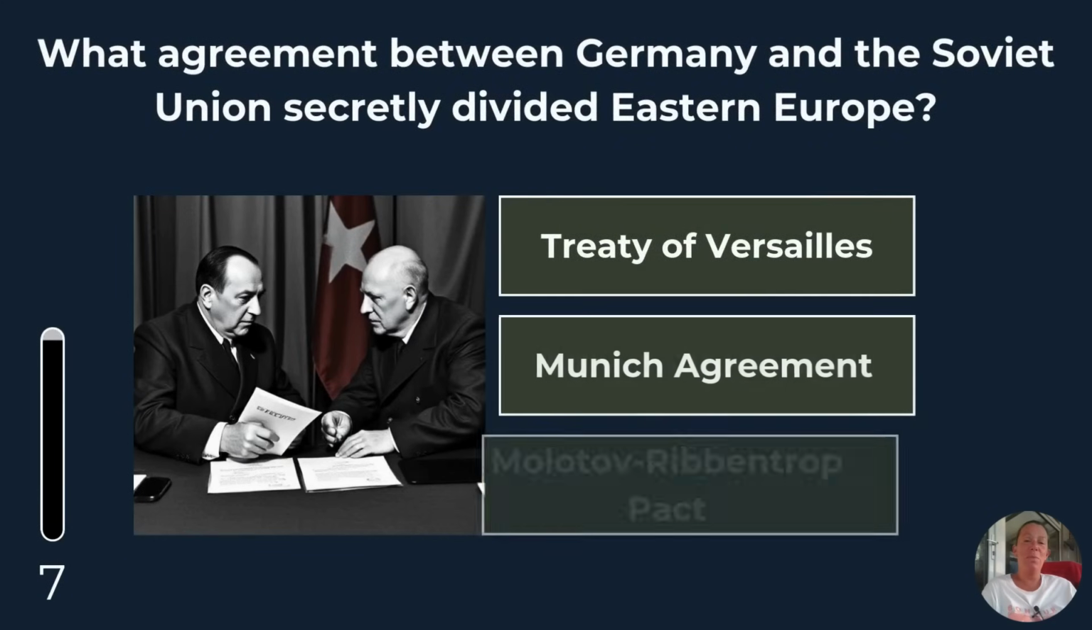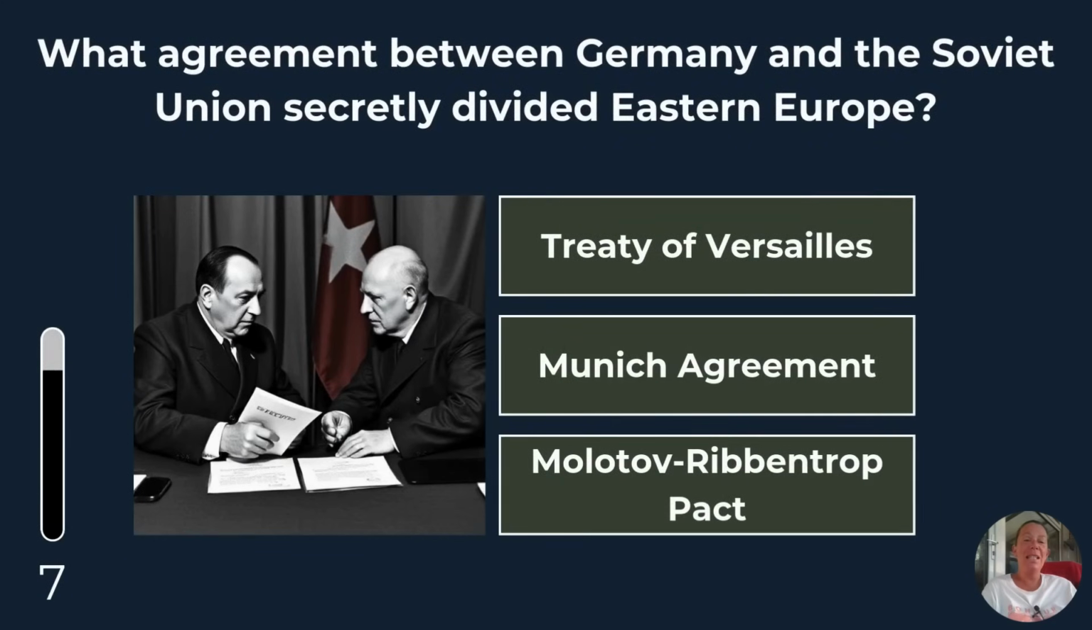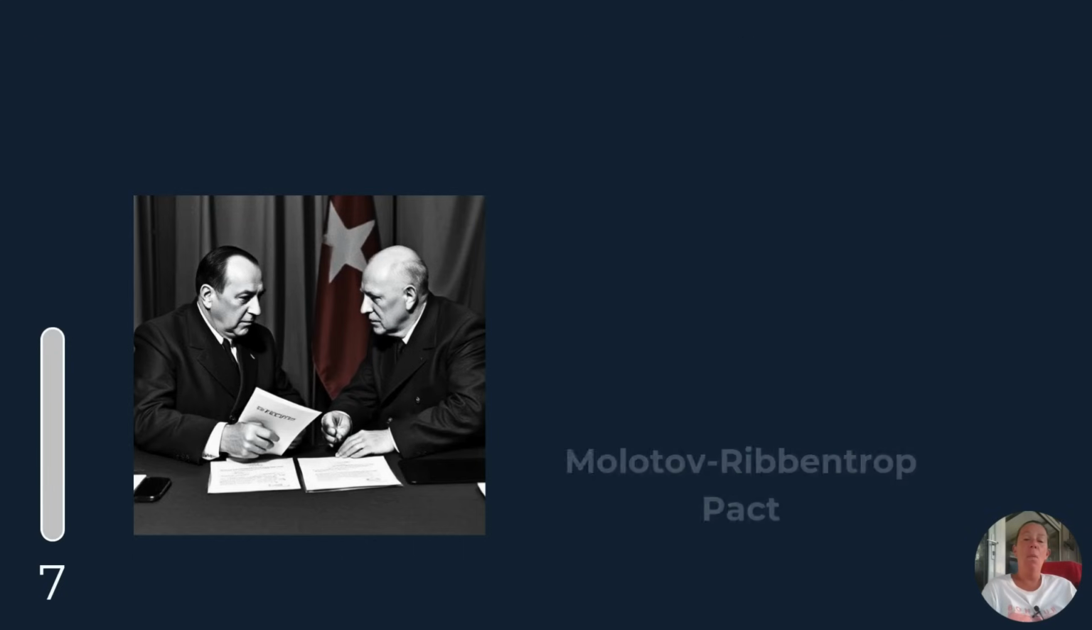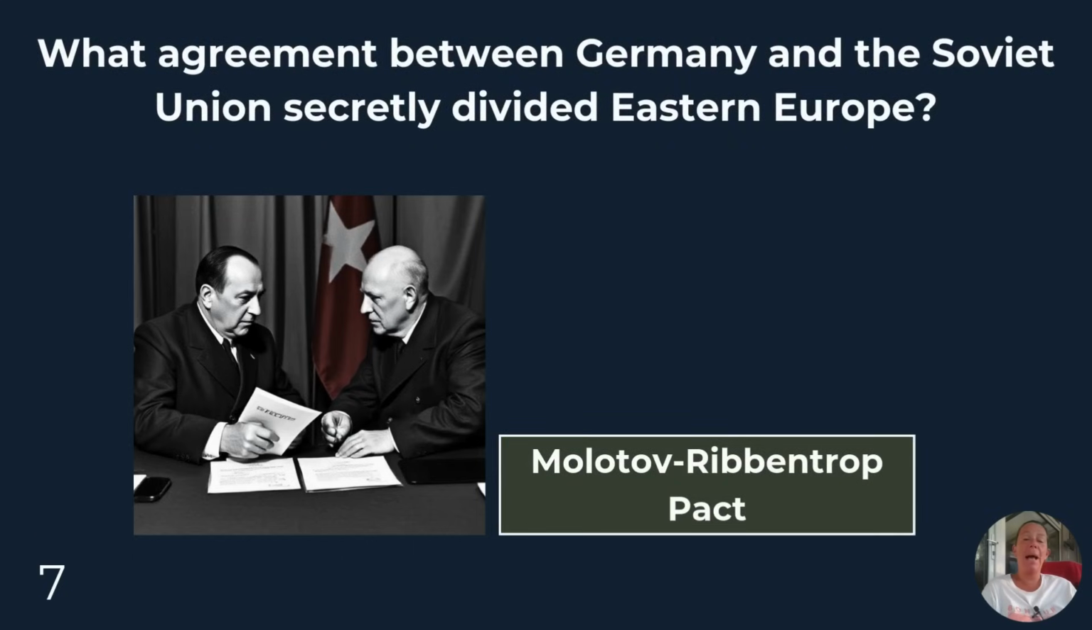What agreement between Germany and the Soviet Union secretly divided Eastern Europe? Treaty of Versailles, Munich Agreement, or Molotov-Ribbentrop Pact? Molotov-Ribbentrop Pact.